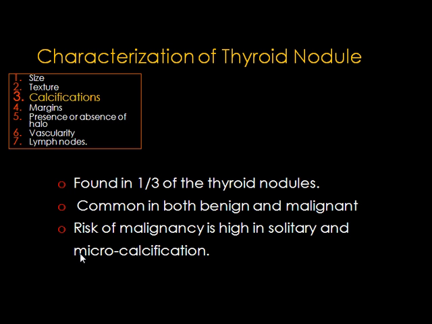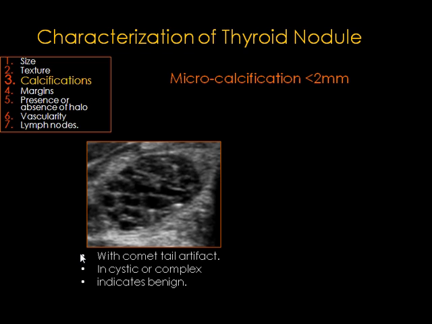The other sign to observe is the calcifications. Calcifications are found in around 1/3 of thyroid nodules. It is common in both benign and malignant disease, but the risk of malignancy will be high if it is found in a solitary nodule and if it is punctate or microcalcification. Microcalcifications are less than 2 millimeters.